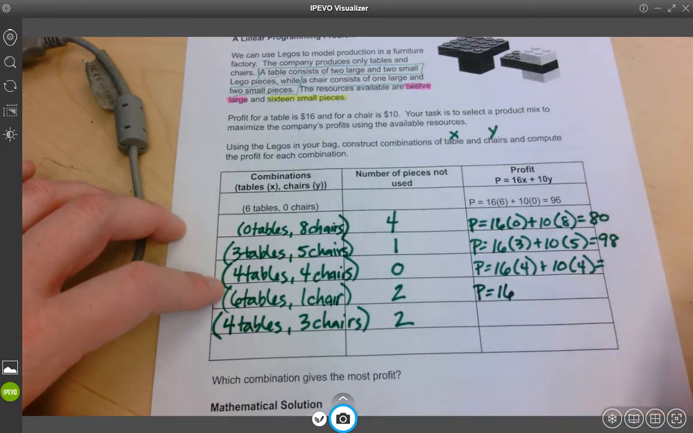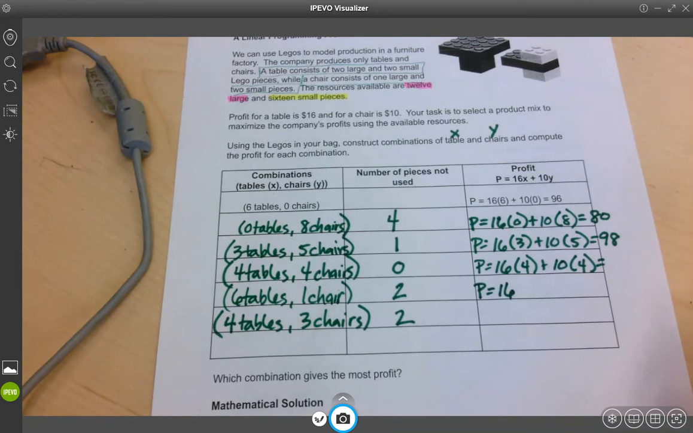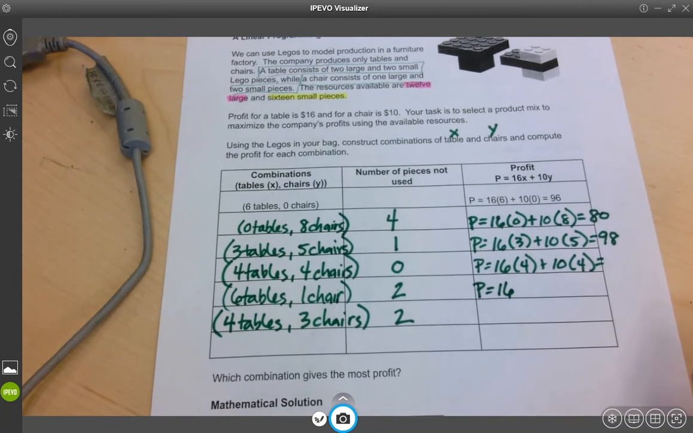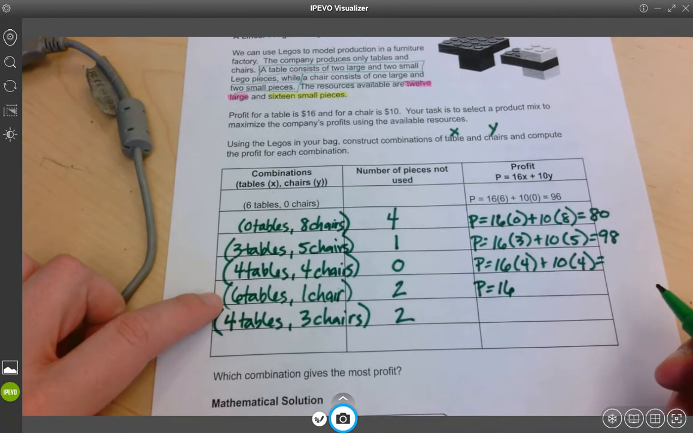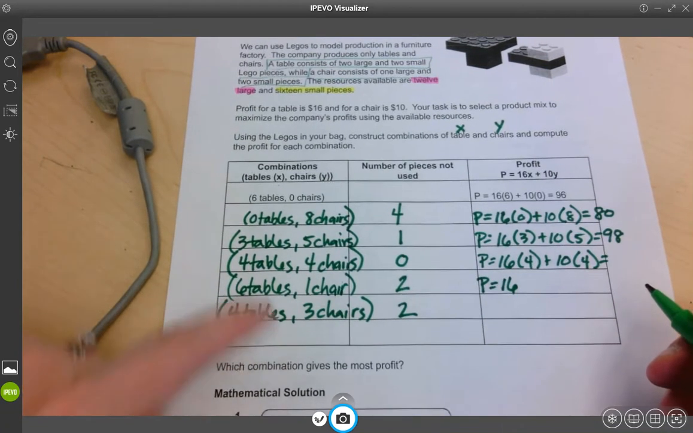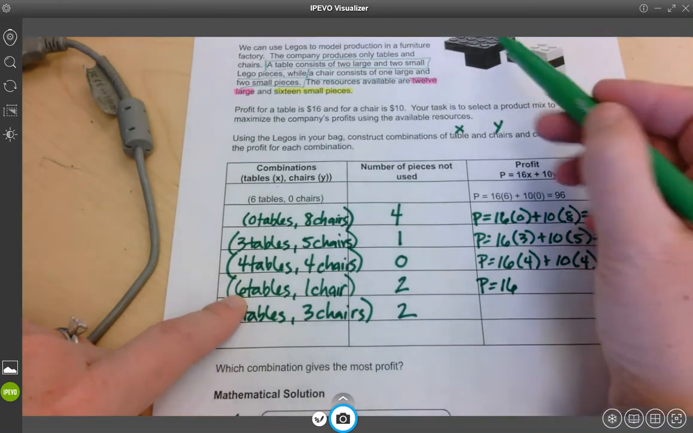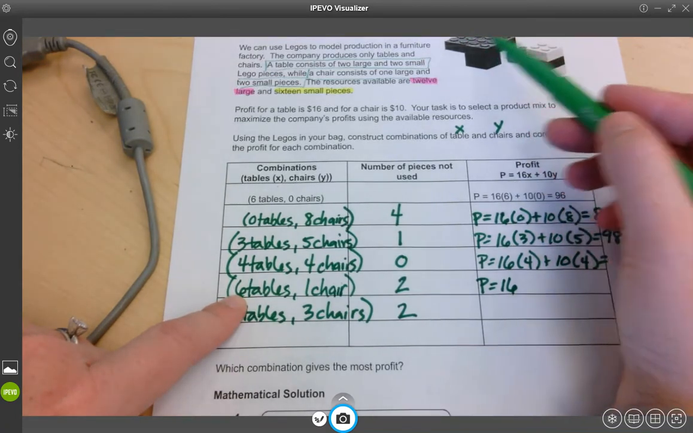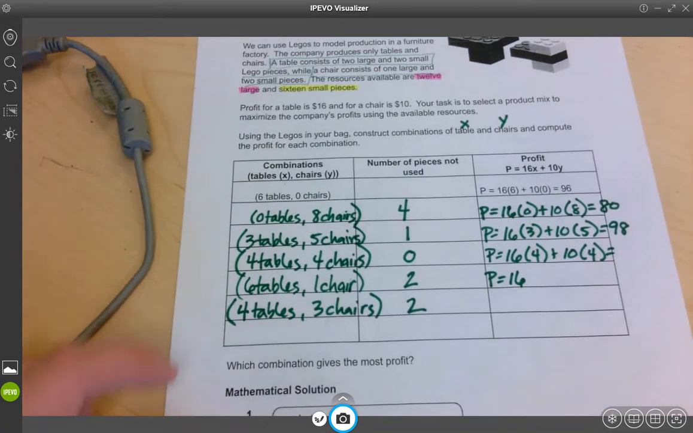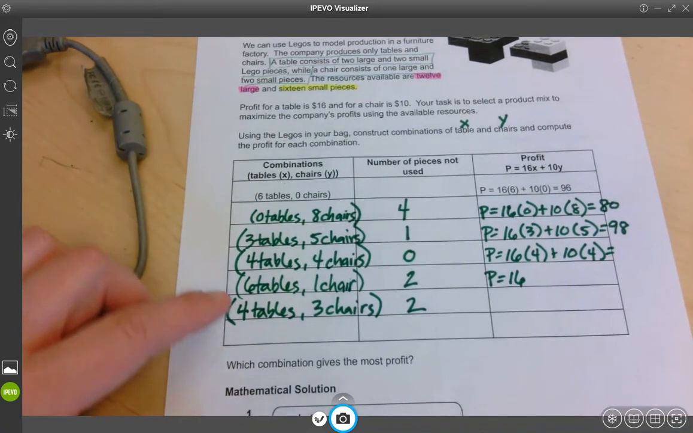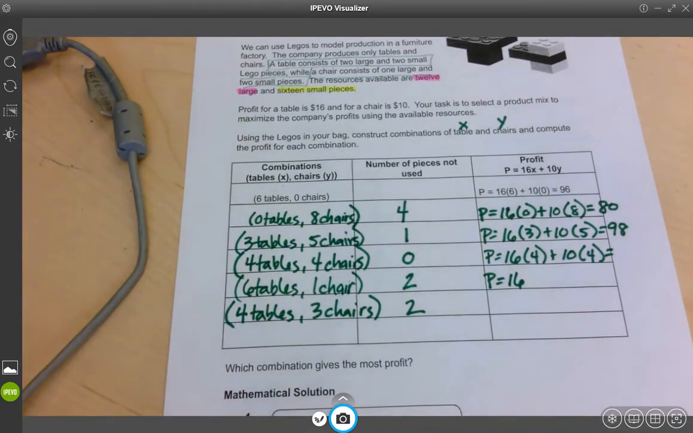What did I do wrong? No, 4 tables and, 6 tables and 1 chair. You don't think we have enough for that? All right, so 6 tables requires 12 large pieces, right? Yeah, I agree. I think that we don't have enough left over. Maybe somebody's bag had an extra piece in it.